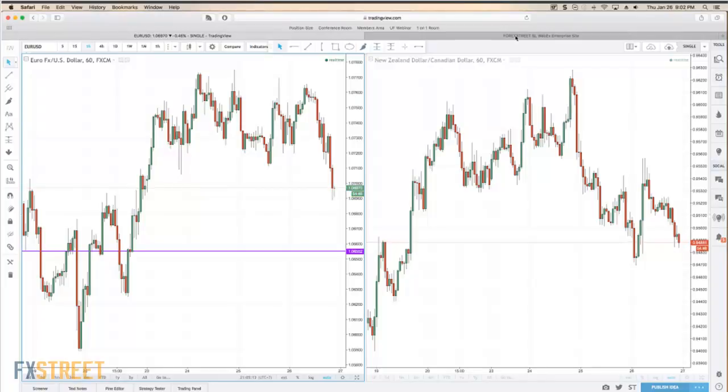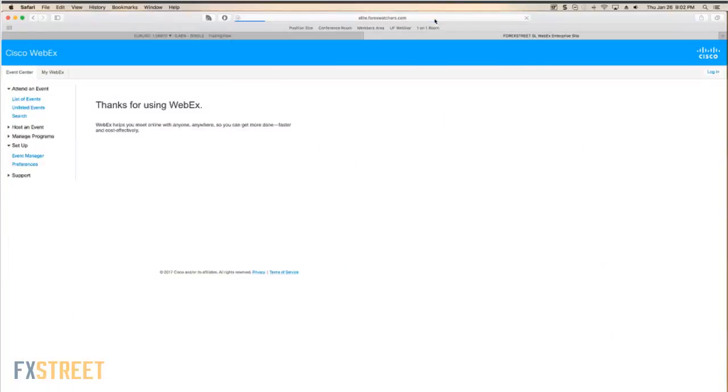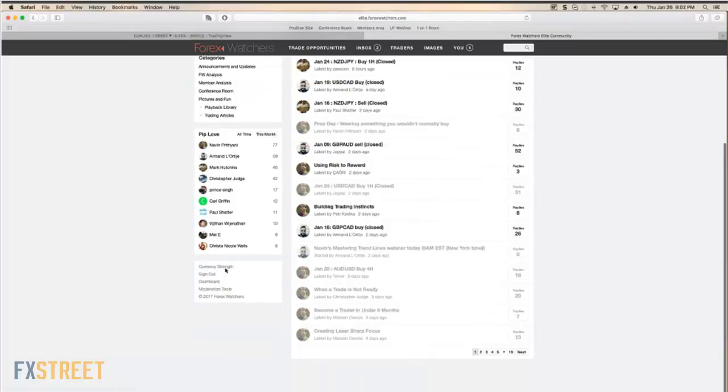So first things first, I generally like to get a gauge of where the flow of money is. So let me go into the currency strength meter. Here we go.